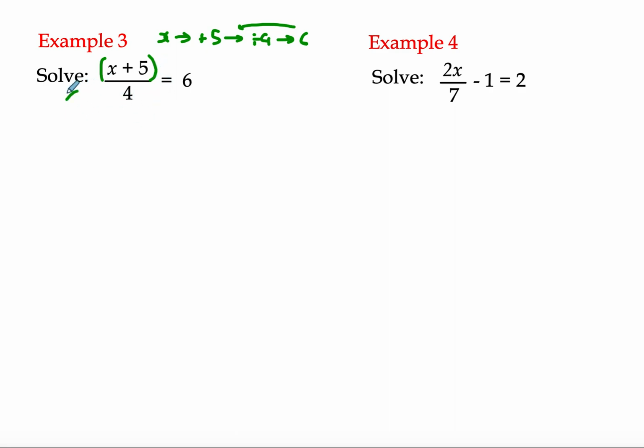Now we do that, of course, by doing the inverse operation, which is multiplied by 4. Because they cancel each other out, on the left hand side we've got x plus 5, and on the right hand side we've got 6 times 4, which is 24. We've got a simple equation then to solve: x plus 5 equals 24. So if I subtract 5 from both sides, we end up with x on the left equals 19.